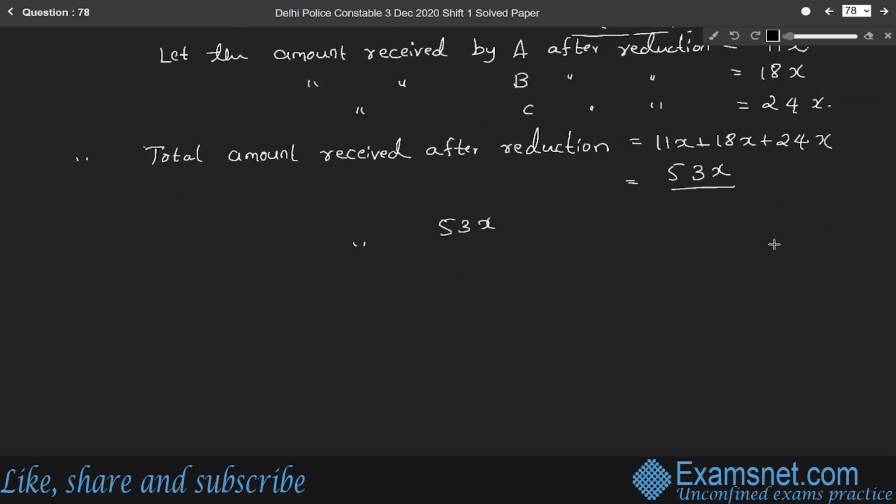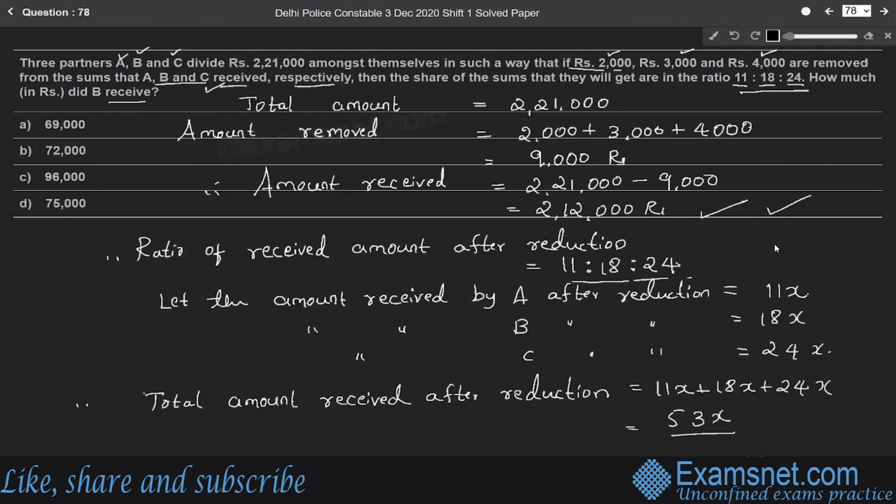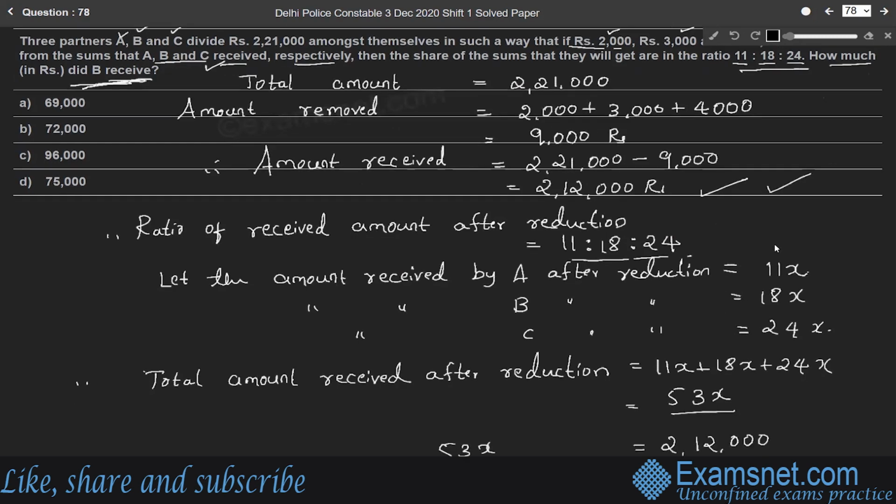Therefore, 53x is equal to 2,12,000. Therefore, x is equal to 2,12,000 by 53. So it is 4,000, right? The value of x is 4,000. So come back to the question. What is asked in the question? How much did B receive? That means originally, before reduction, how much did B receive?